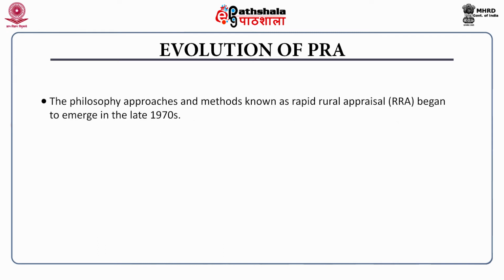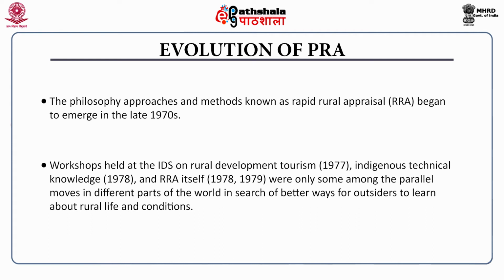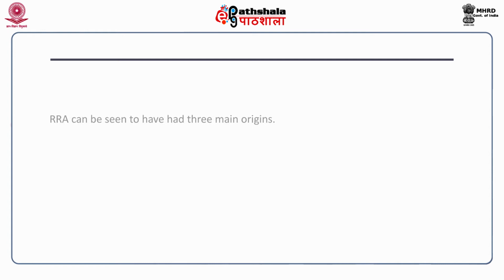The philosophy, approaches and methods known as rapid rural appraisal began to emerge in the late 1970s. Workshops held at the IDS on rural development tourism, indigenous technical knowledge and RRA itself were only some among the parallel moves in different parts of the world in search of better ways for outsiders to learn about rural life and conditions. RRA can be seen to have three main origins.